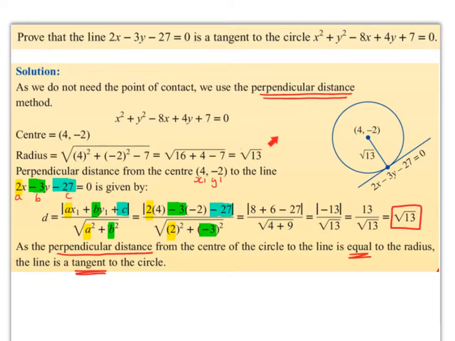The radius is also the square root of 13. So as the perpendicular distance from the centre of the circle to the line is equal to the radius, the line is a tangent to the circle. The perpendicular distance from the centre to the line is the square root of 13, and the radius of the circle is also the square root of 13. So therefore, this line must be a tangent.